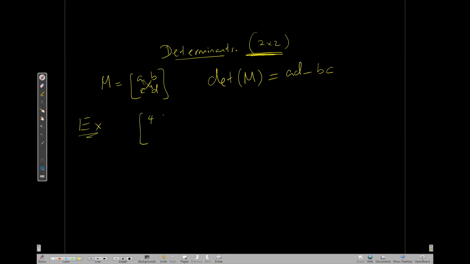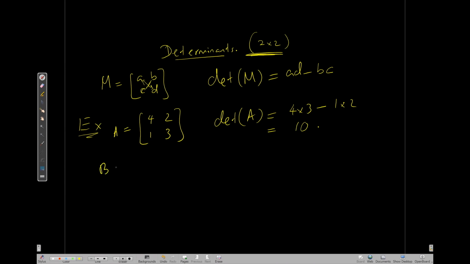Let's say 4, 2, 1, 3. In this case, let's call this matrix A, and the determinant of A is 4 into 3, the main diagonal, minus 1 into 2, right? So 12 minus 2, which is 10.